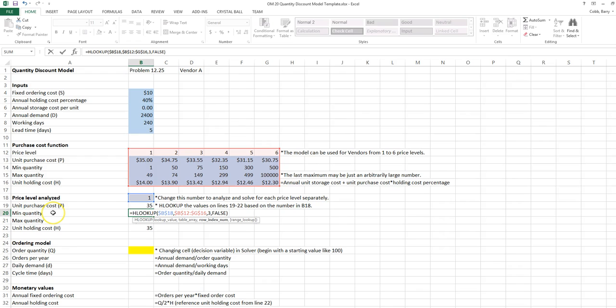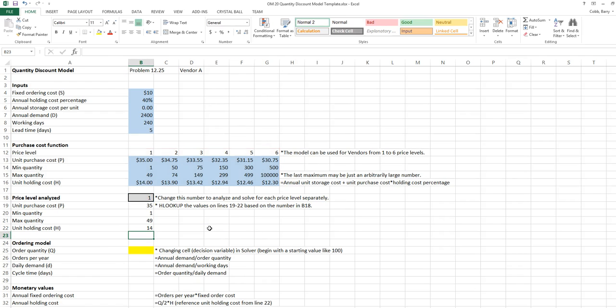Instead of looking up the minimum quantity on row 2, we want to look it up on row 3. We want to look up the max quantity on row 4, and the unit holding cost on row 5. We can expand this to 2 decimals for some of these values.